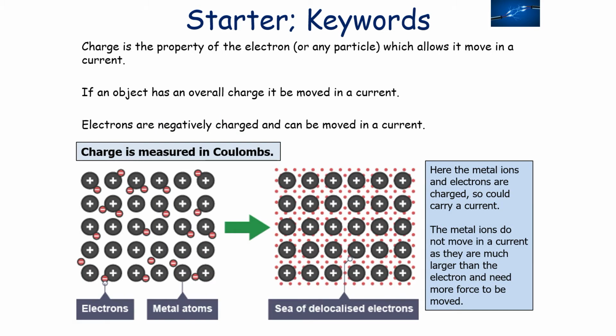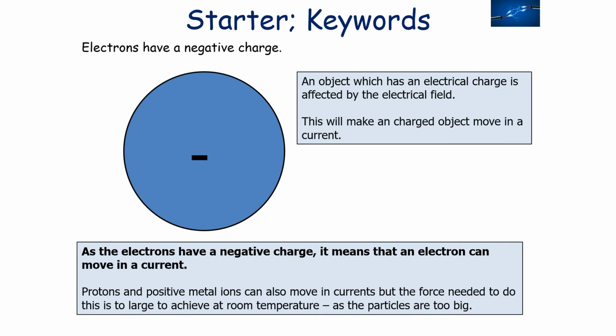Now charge is the property of the electron or any particle that allows it to move in a current. If an object has an overall charge, it can be moved in a current. Electrons are negatively charged, so they can move in a current. Protons and positive metal ions could also move in a current, but the forces needed to do this are too large to achieve at room temperature because these particles are very, very big.